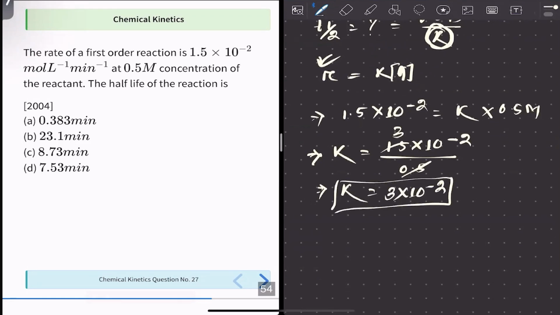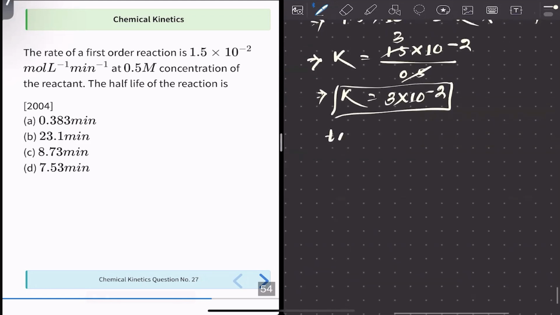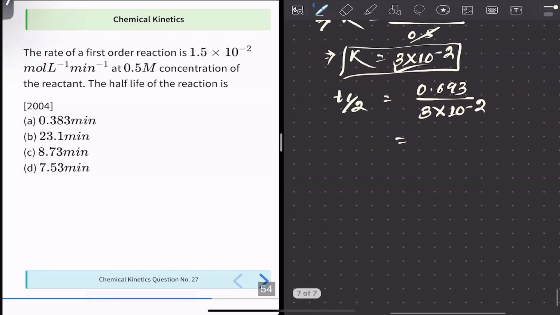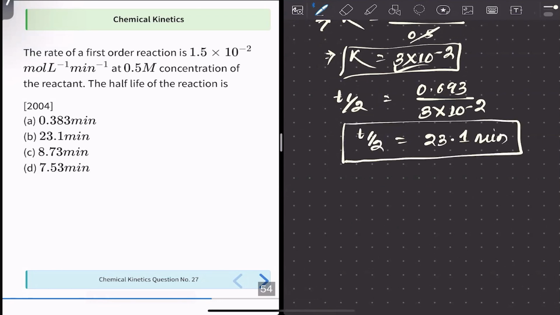We found the K value, but we need to find the T half value. So T half would be 0.693 divided by K, that is 3 into 10 to the power minus 2. It will be 23.1 minutes. So T half is equal to 23.1 minutes. Option B.